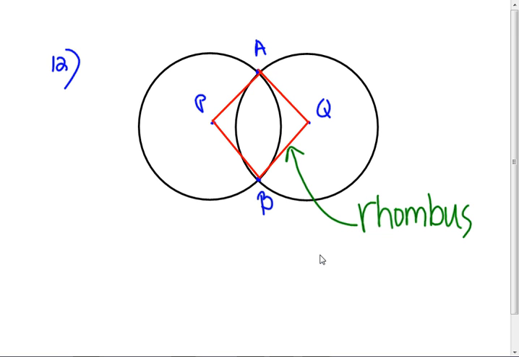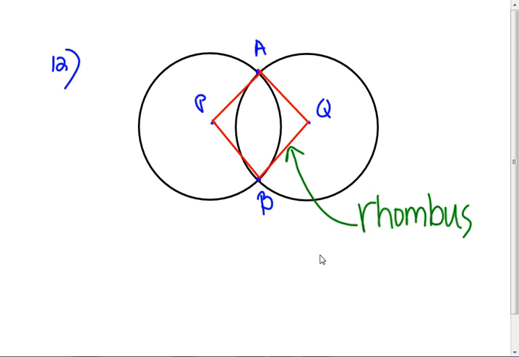Number 9, that's a central angle. So how big is the minor arc? No, number 9 on the homework. Yeah, that's a central angle. The measure of the arc is equal to the measure of the central angle.